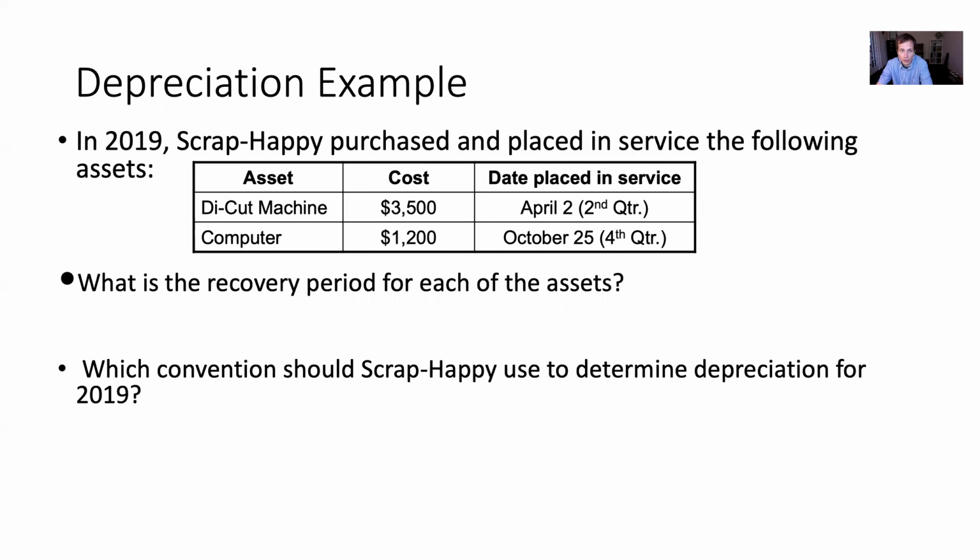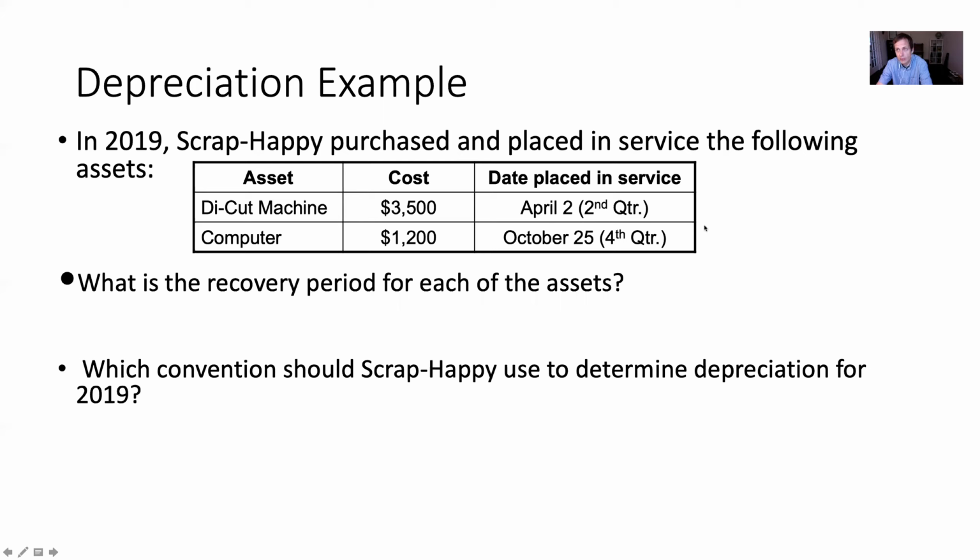All right, more examples. Scrap Happy, our scrapbooking company, they bought the following assets and placed them in service. A machine cost $3,500, placed in service in April or the second quarter. A computer, $1,200, placed in service in October or the fourth quarter. All right, so it was fourth quarter.